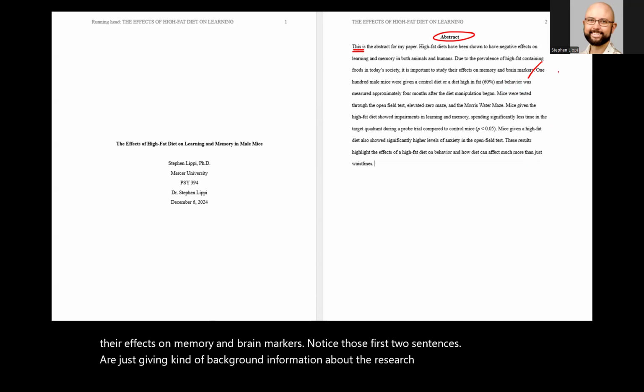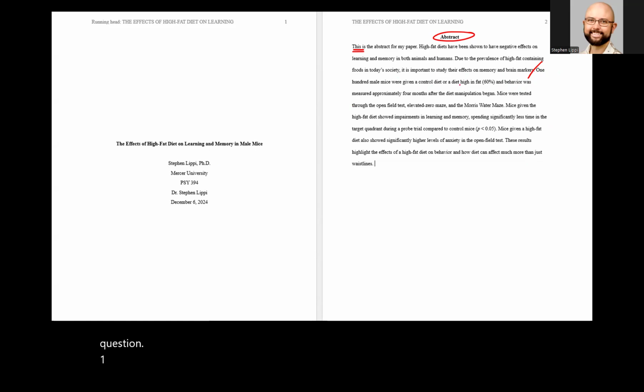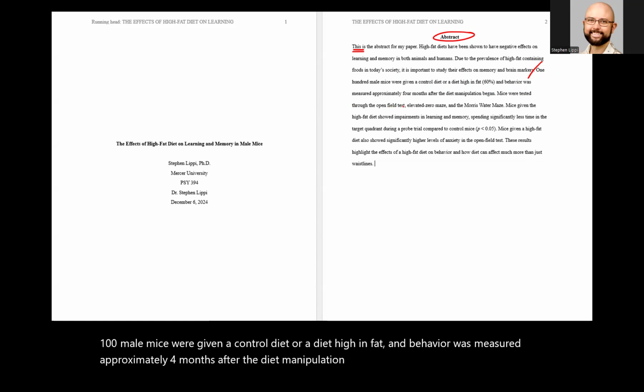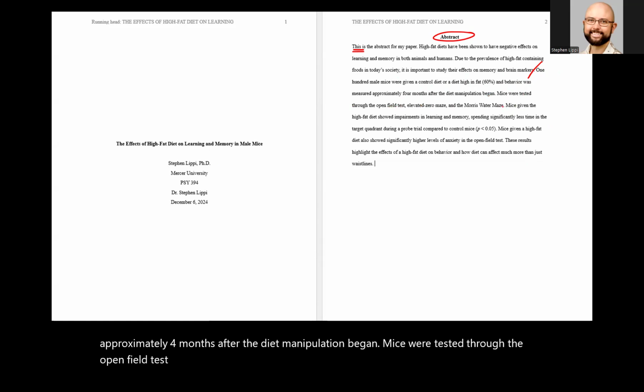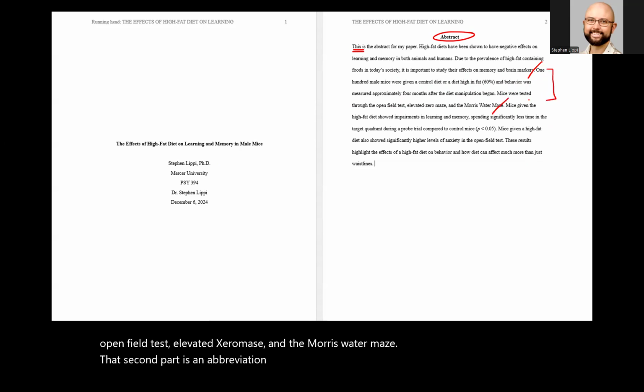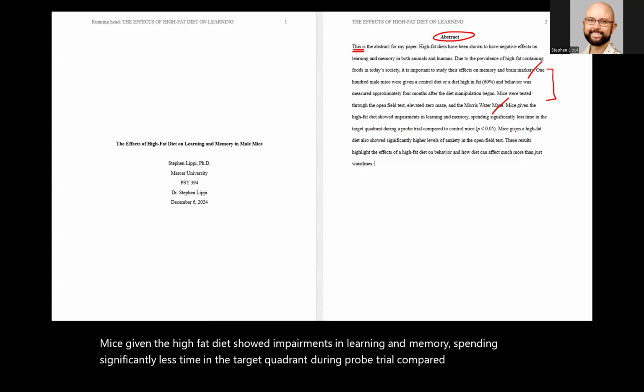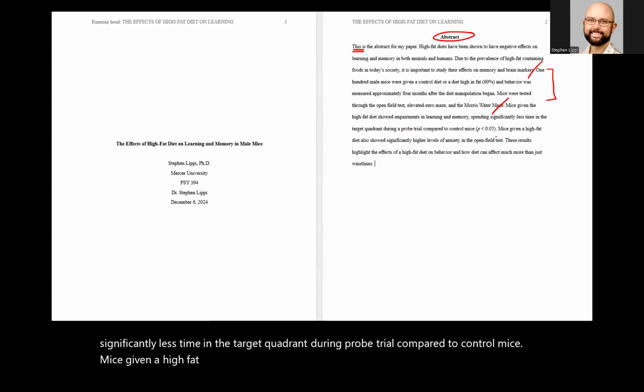the research question. 100 male mice were given a control diet or a diet high in fat, and behavior was measured approximately 4 months after the diet manipulation began. Mice were tested through the open field test, elevated zero maze, and the Morris water maze. That second part is an abbreviation of the methods. Mice given the high-fat diet showed impairments in learning and memory, spending significantly less time in the target quadrant during probe trial compared to control mice. Mice given a high-fat diet also showed significantly higher levels of anxiety in the open field test. This is an abbreviated part of my results.